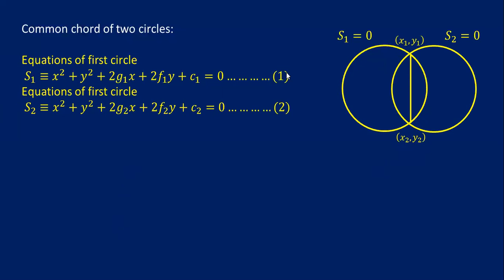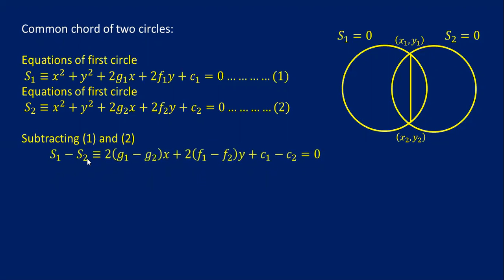Now if we subtract equation 2 from equation 1, then this part and this part will be deleted, and you will get x common: 2 into (g1 minus g2)x plus 2 into (f1 minus f2)y plus (c1 minus c2). So S1 minus S2 gives 2(g1 minus g2)x plus 2(f1 minus f2)y plus (c1 minus c2) equals 0.